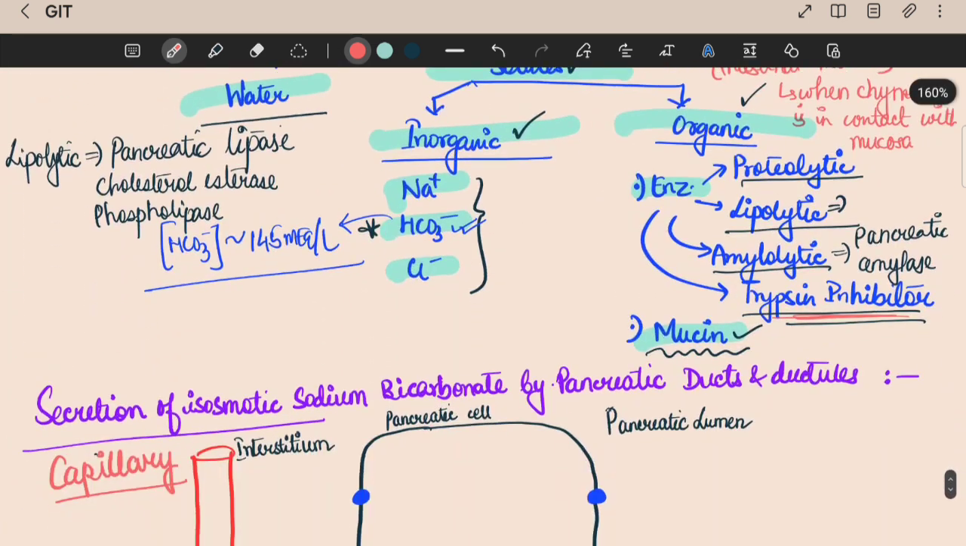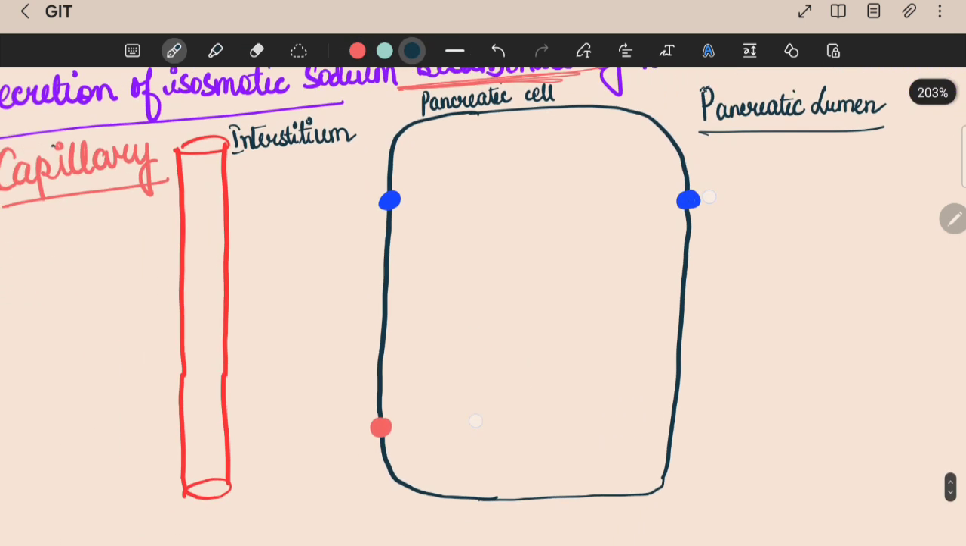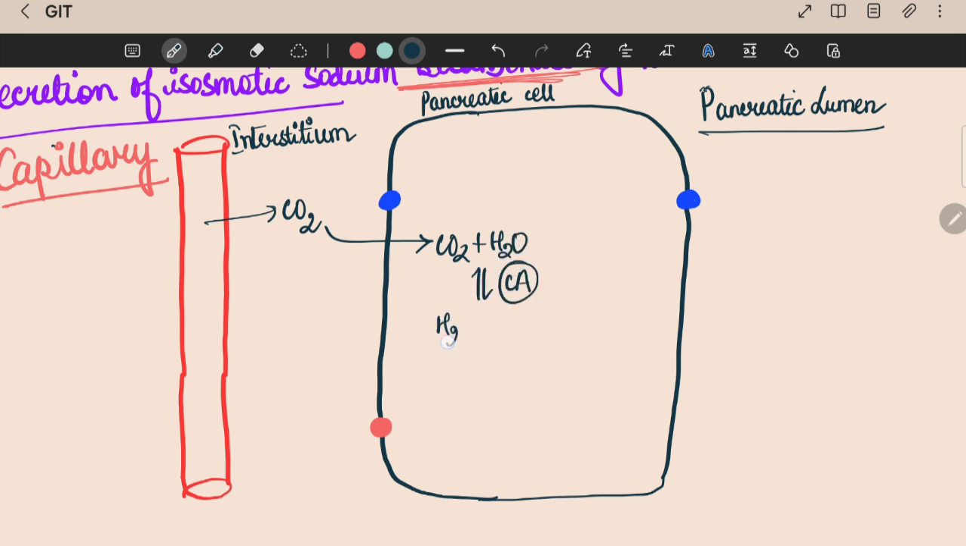Now talking about the production of bicarbonate, as we are discussing how it is important and how it comes into the pancreatic lumen, let's discuss it. In the capillary interstitium, the capillary beds have a larger amount of carbon dioxide. Carbon dioxide diffuses, crosses the phospholipid membrane and enters the pancreatic cell. There is already water present inside the cell, so it combines with water in the presence of carbonic anhydrase enzyme. This forms carbonic acid, which further dissociates.